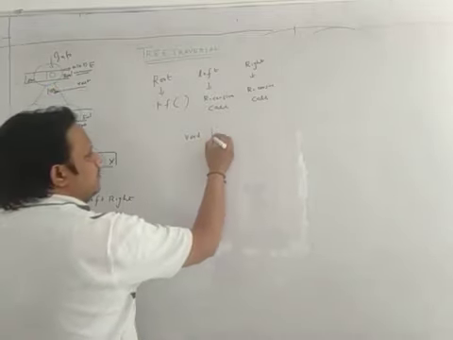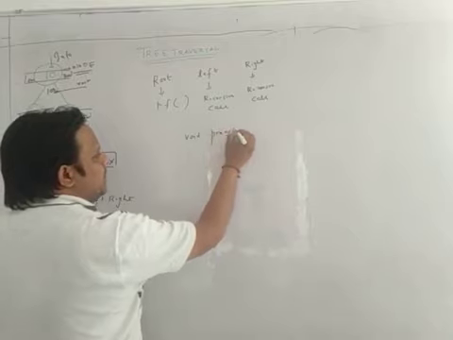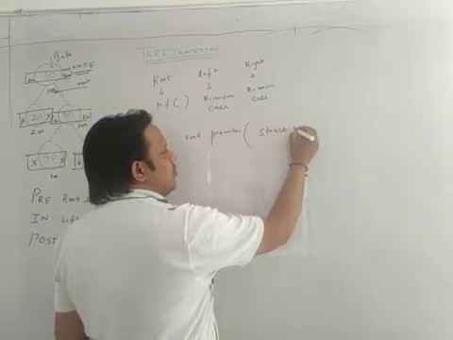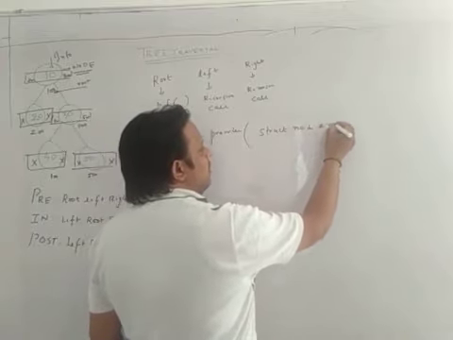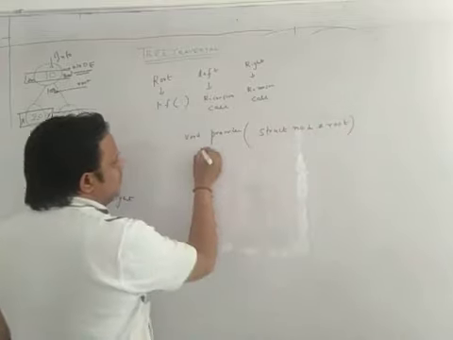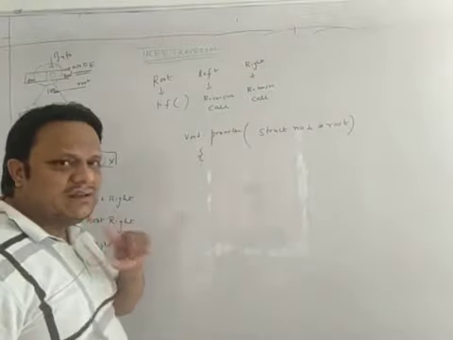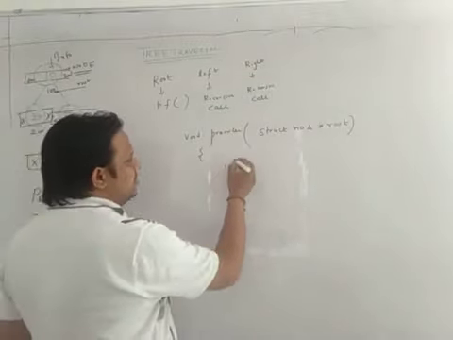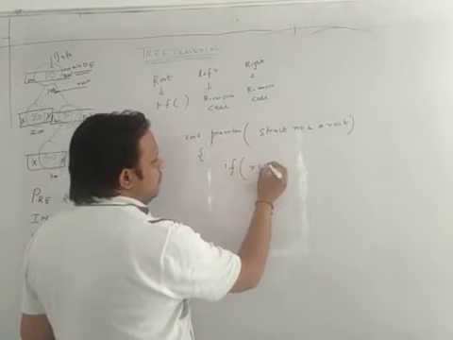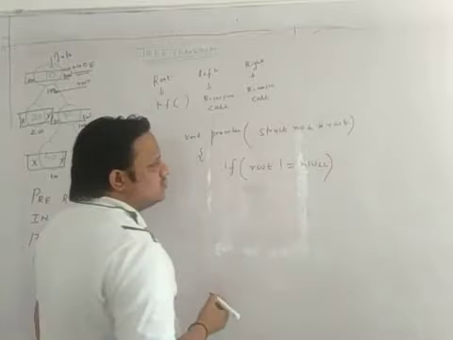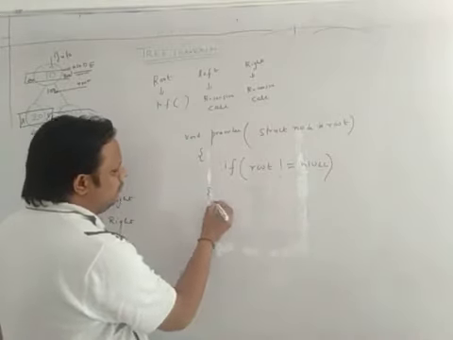So void pre-order. I am implementing pre-order. I am passing root as a parameter, struct node star root. If my root does not exist, it means there is no tree. So I will write an if condition: if root not equals to null, it means there is a root, so there is a tree. If root is not equal to null, we do certain things.